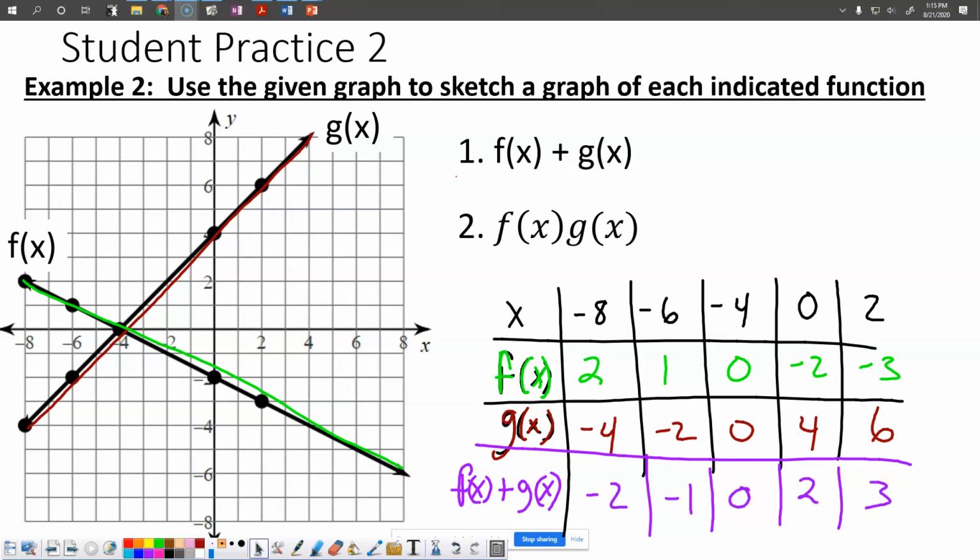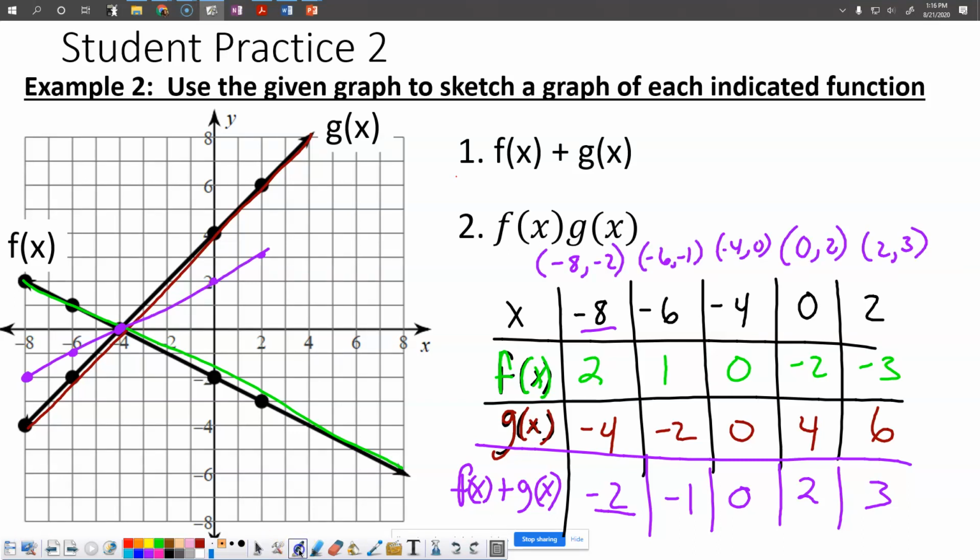Now I want you to plot the points for this function. So you have the x value and the y value, right? That's a point. So plot that point and connect the dots. Pause the video and try to get your graph, and when you're done, you'll see my solution. I wrote them as points up here at the top, right? Like -8, -2, that's a point. -6, -1, that's a point. And once I got all those points, I plotted them and connected them, and there's the new graph, f of x plus g of x.